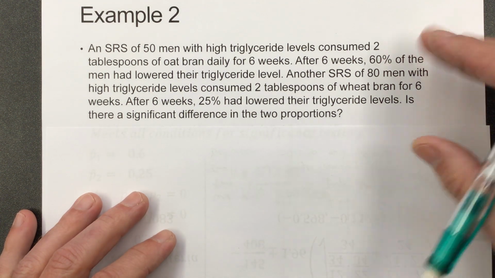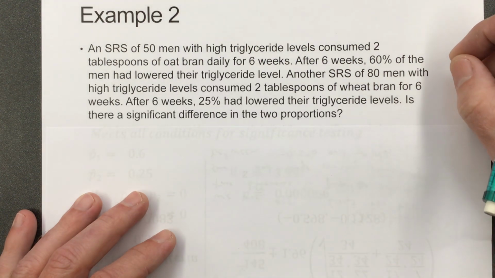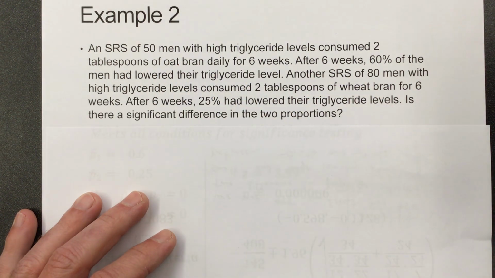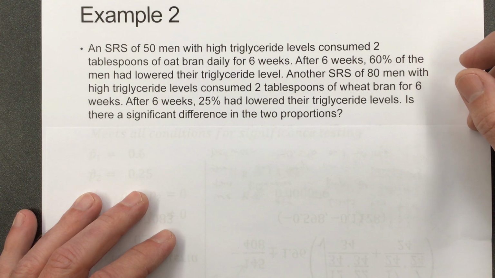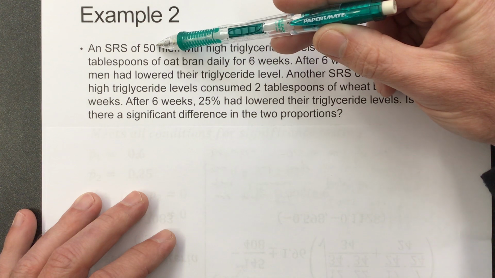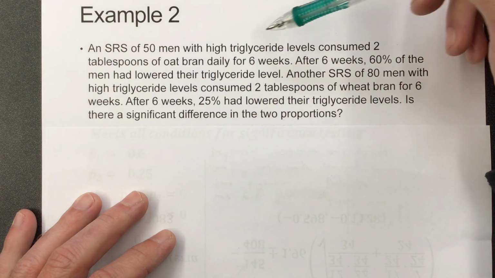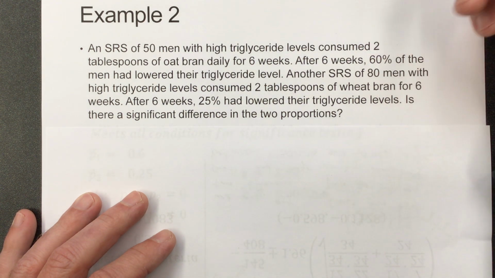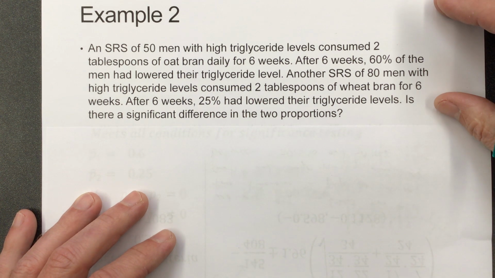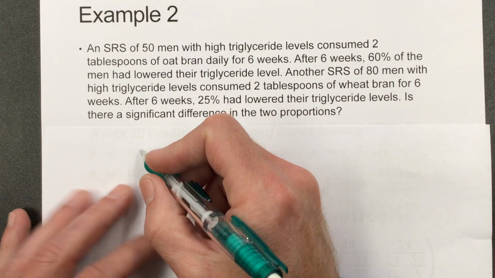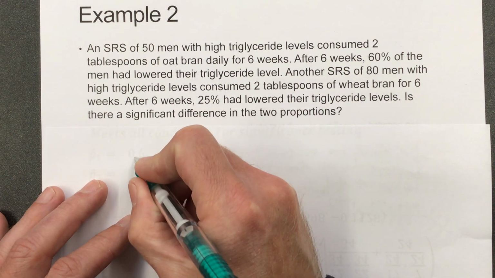All right. So conditions. It's given that we have an SRS. Our sample sizes are both large. There are easily 500 men with high triglycerides that consume oat bran, and easily 800 men with high triglycerides that consume wheat bran. So safe to use a standard error formula. And our counts, I'll do those because that's kind of new. Let's do our counts real quick. Got to get our pooled proportion.